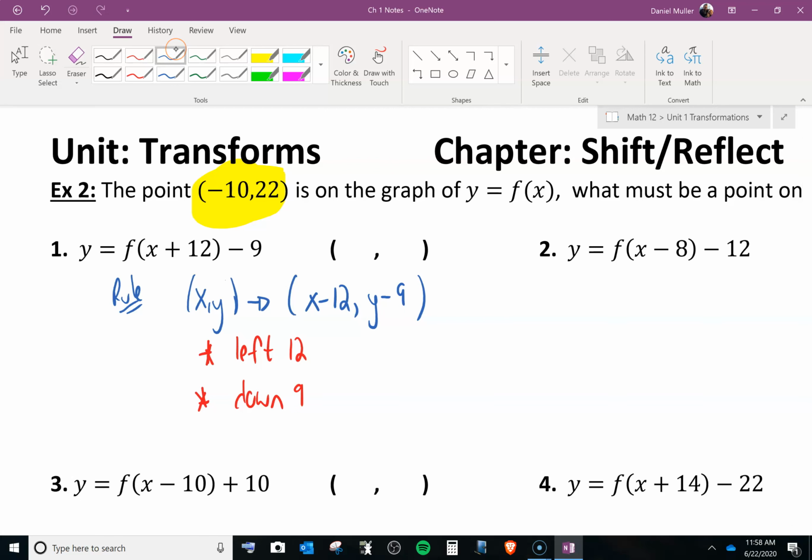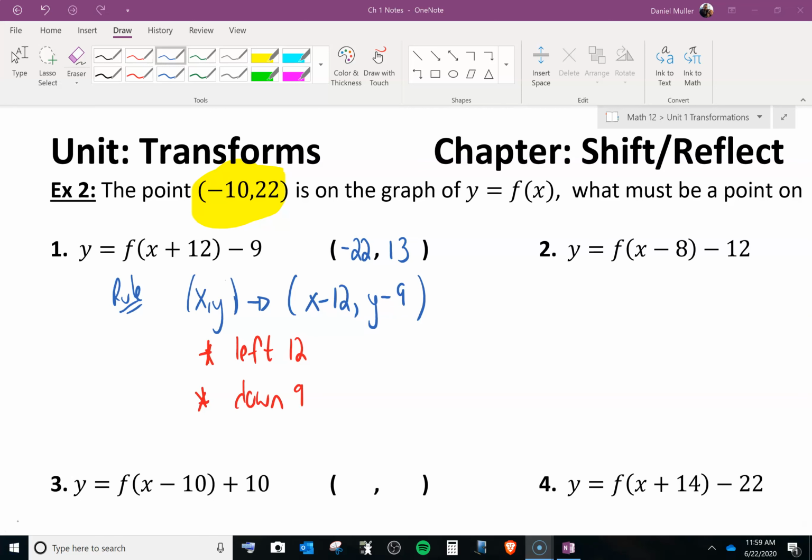So, anyways, we can take our point, which is negative 10, and we can take our negative 10, and we can minus the 12. So I can do that in my head, actually. Negative 10 minus 12 is going to be negative 22. And then you have 22 minus 9. 22 minus 9 is going to be 13, I believe.